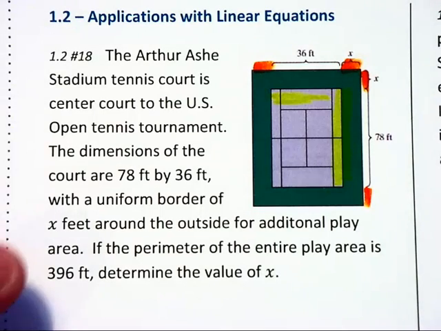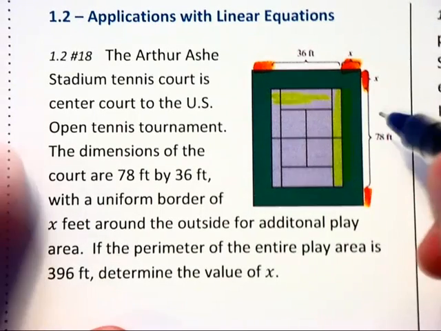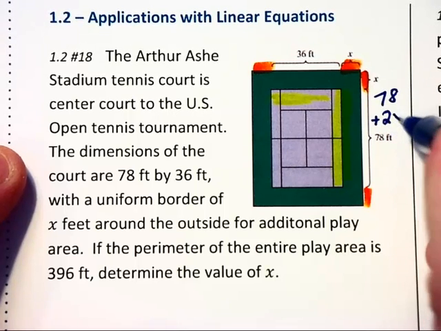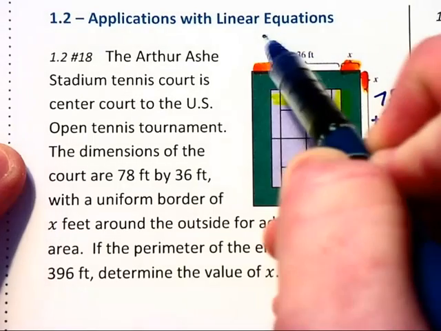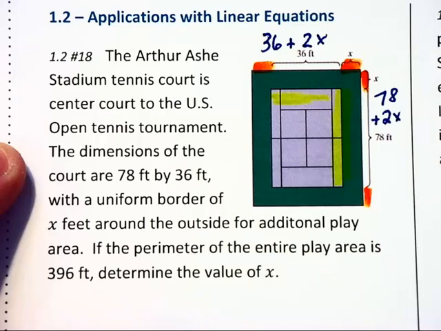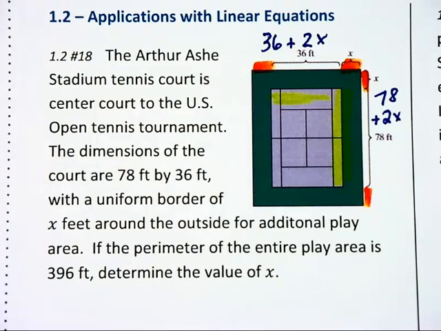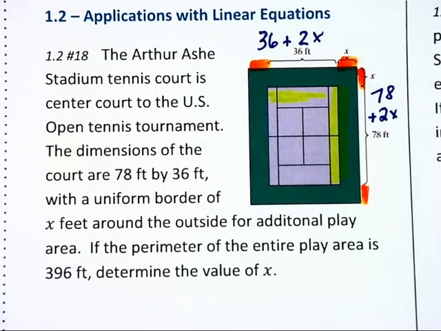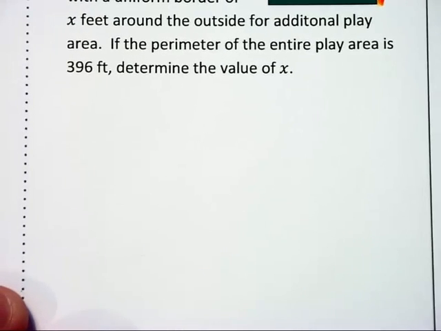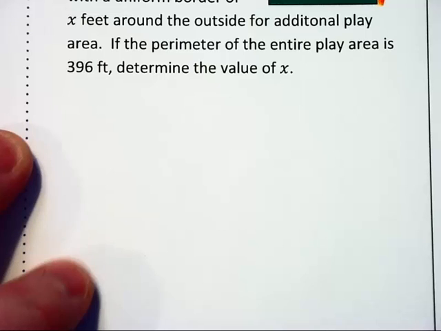So effectively, the new length is 78 plus 2x, and the new width is 36 plus 2x. This is a common feature in all problems that involve framing with a border of uniform width. Okay, let's turn our attention to the specifics of this problem. If the perimeter of the entire play area is 396 feet, determine the value of x.